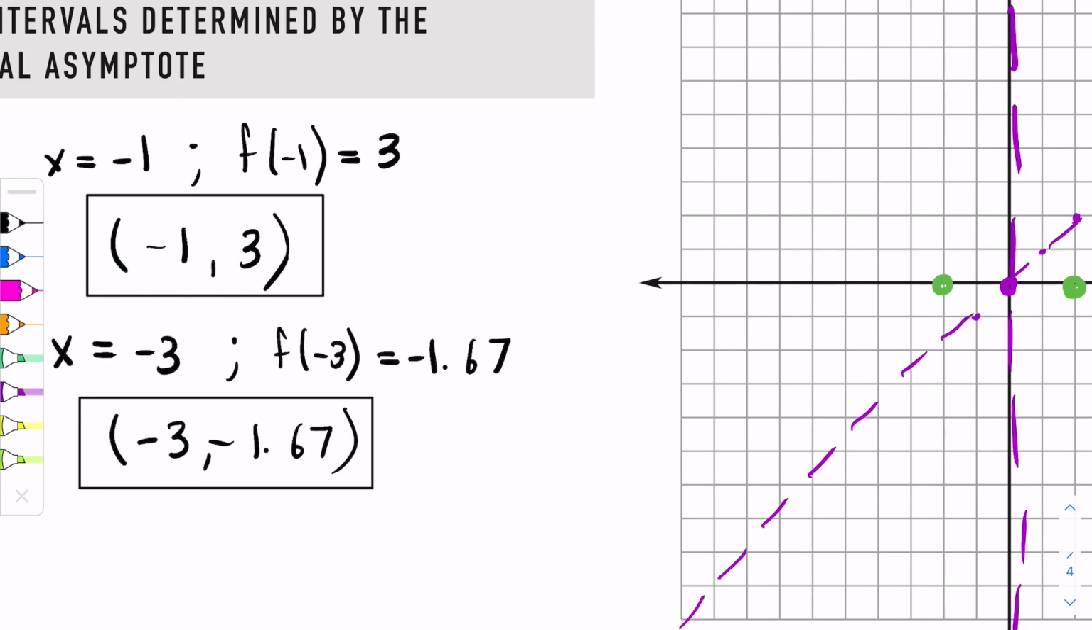So when I plot these, (-1, 3) is located right here, and (-3, -1.67) is located here. When I sketch the line, it hugs along the asymptotes, never touches or crosses them, and it touches all three of those points in this case.